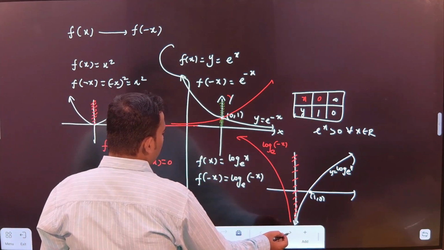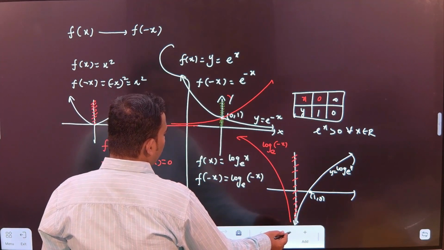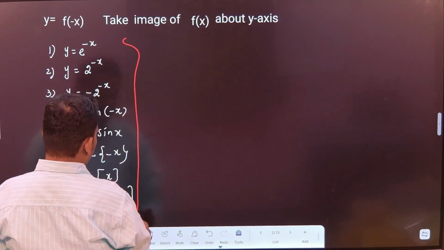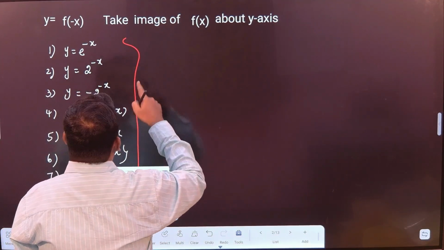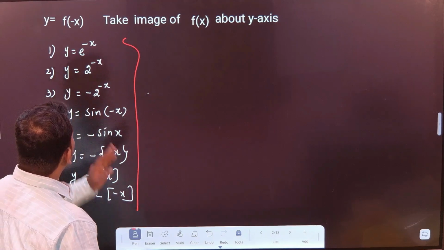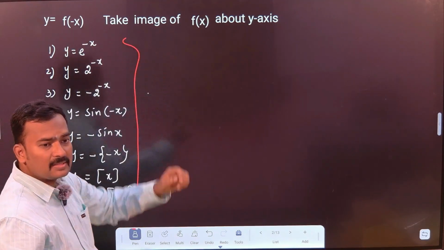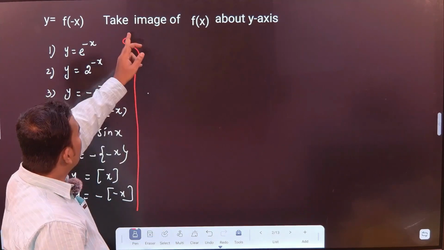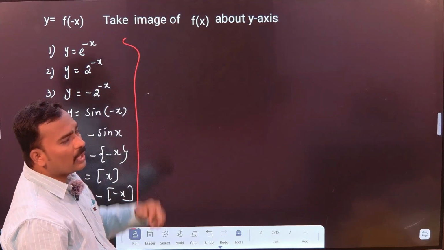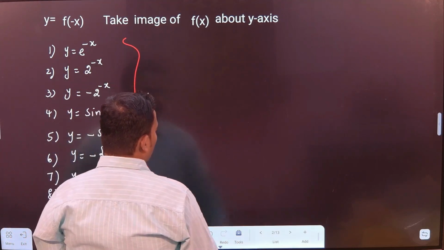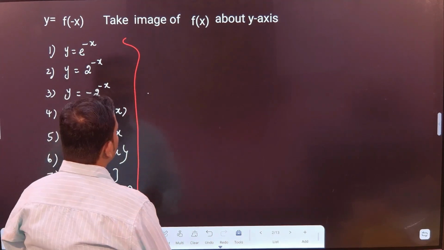So now you can see the next thing we'll discuss, the f of minus x. The first thing is what? Replace x by minus x, then take the image of f of x about the y-axis. Clear? And then you can take one more example.